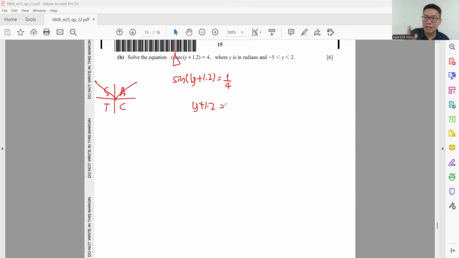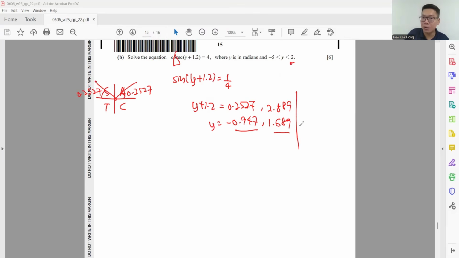We key in the calculator in radian mode. We found that it is 0.2527. The second quadrant will be pi minus this, which is 2.889. So both of these answers fulfill the criteria, and the largest number that we have is already very close to 2. So the positive part is done.